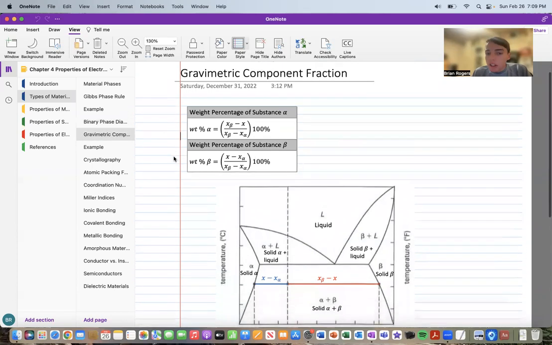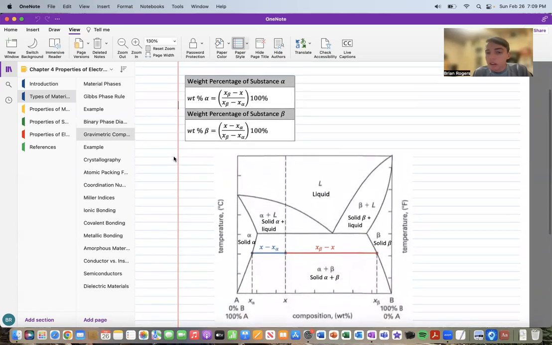And so this will tell you the weight percentage of the substance. So say we have two substances here. We have substance alpha and we have substance beta. And so we want to be able to determine the weight percentage of alpha.